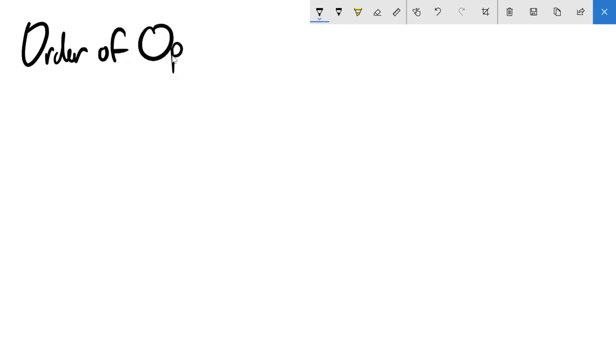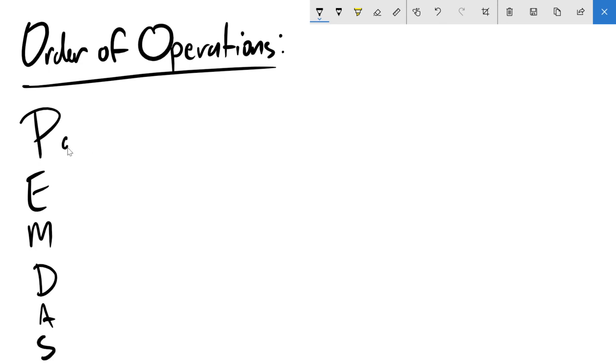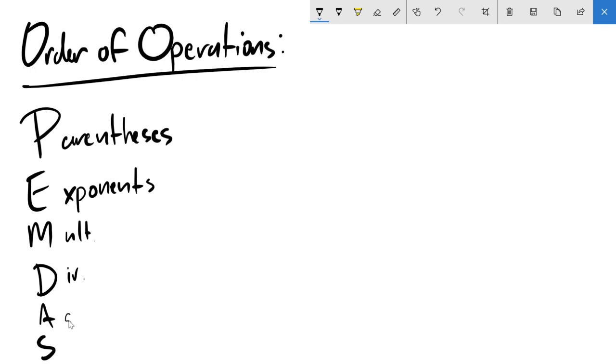Yeah, so the acronym, right? What's the acronym for order of operations? Yeah, and what does PEMDAS stand for? Yes, perfect. So this is the acronym most of you probably saw at some point: parentheses, exponents, then you've got multiplication and division, and then you've got add and subtract.